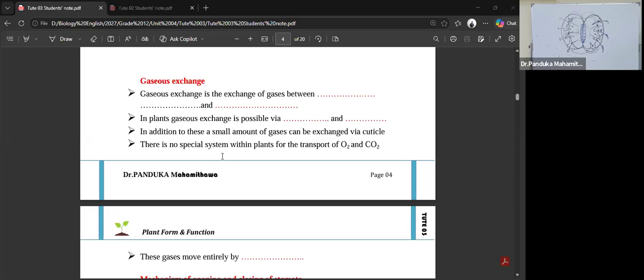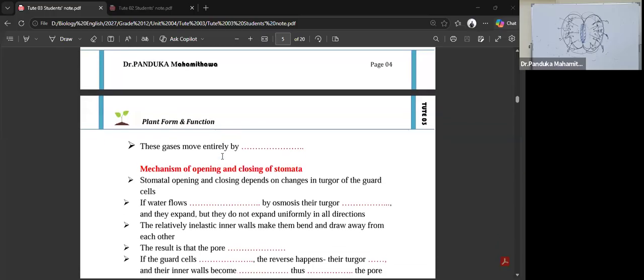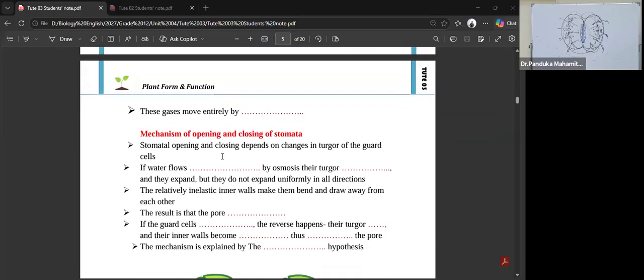So, how is the oxygen and carbon dioxide transported within the living cells inside the plant? That is completely by diffusion. That means the oxygen from the higher concentration is diffused to the cells of lesser concentration. That is how it goes throughout the plant. Right? So therefore, these gases move entirely by diffusion.